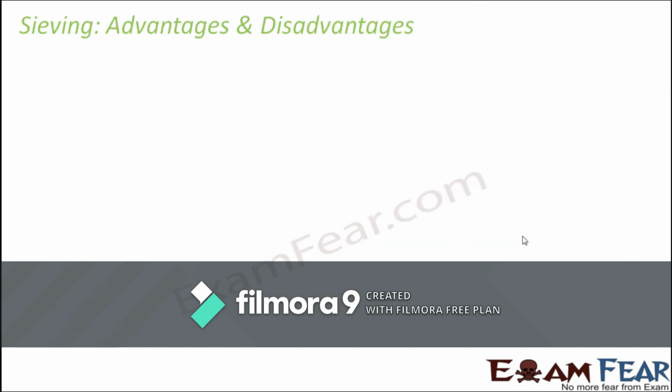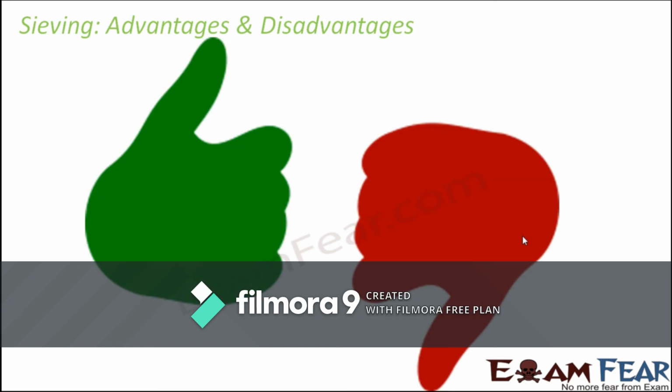Now sieving also has its own advantages and disadvantages. If you talk about the advantage, it is effective to separate tiny particles. For example, removing impurities from flour could be a tedious job if done manually, because the particles are so tiny that it is very difficult to see if some undesirable component is present there.